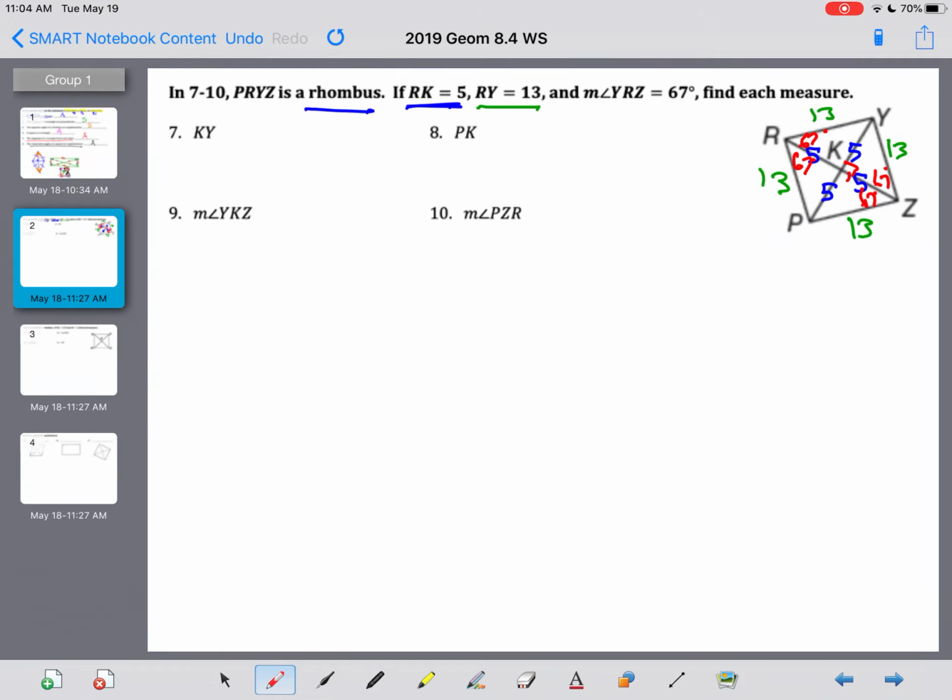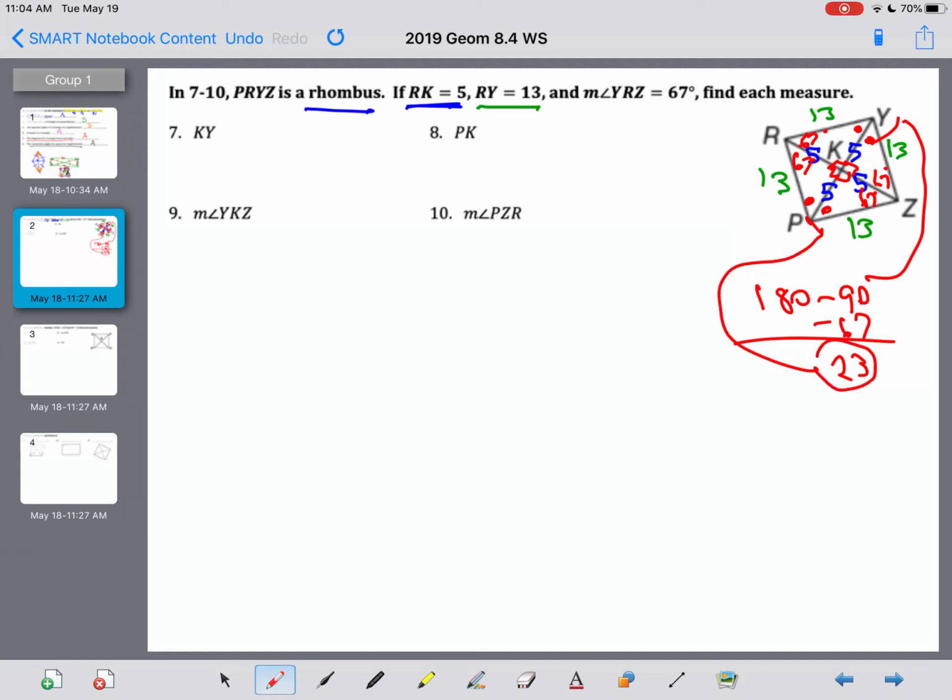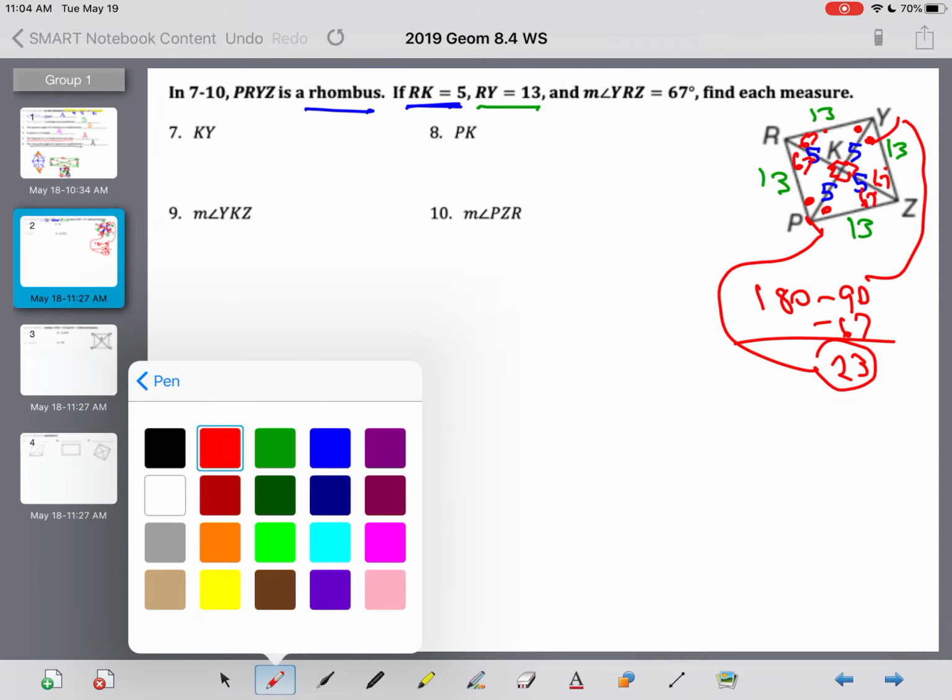We also know that these are 4 right angles, and then that leaves this angle here to be 180 minus 90 minus 67, so we get 23. So this angle, this angle, this angle, and this angle are all 23. Okay? So now with that known, let's go ahead and answer some questions here.